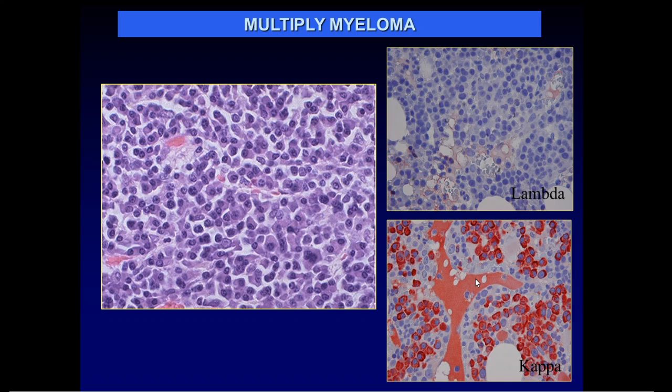And the last part is multiple myeloma. So what do we have here? Here we have cells that were in the past plasma cells, or they have a plasma cell as a precursor. And that's why they look like a plasma cell.